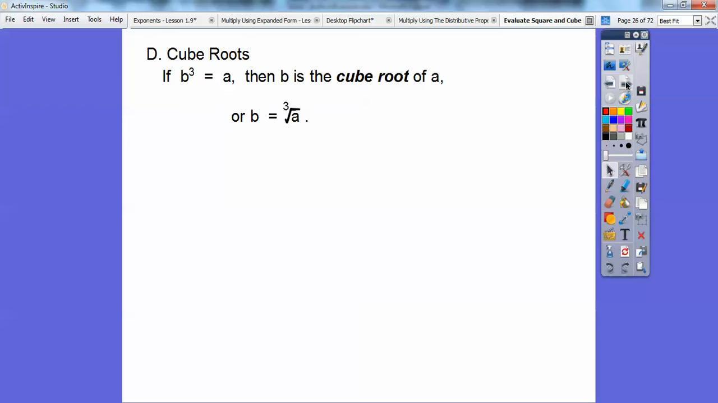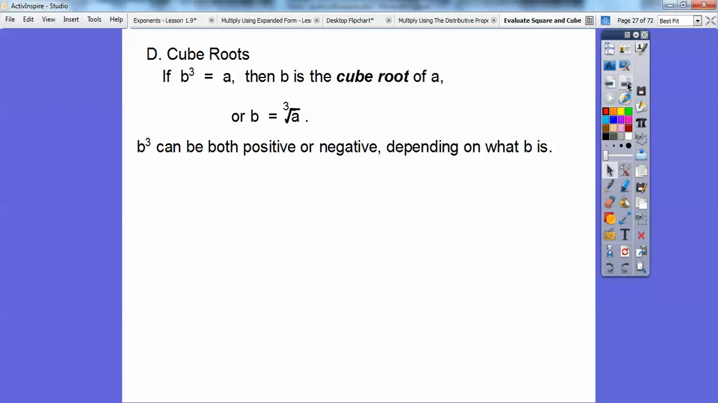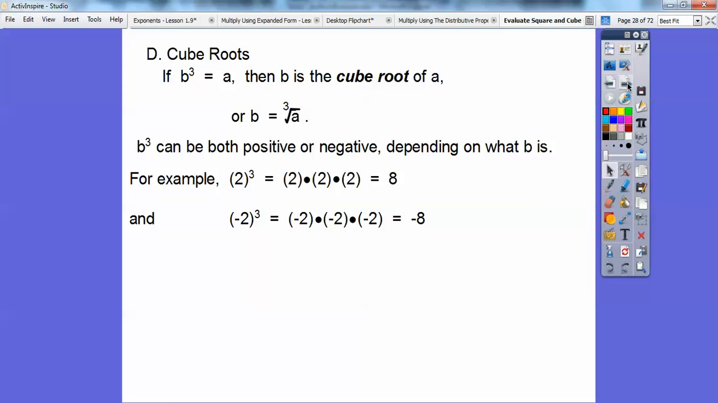Cube roots, you guys. If b cubed equals a, then b is the cube root of a. You write it like this: it looks just like the square root sign, but there's a little 3 there, which means the cube root. If I cube a number, the result can be positive or negative depending on what b is. For example, 2 cubed is equal to 8. Negative 2 cubed is negative 2 times negative 2, which is positive 4, and 4 times negative 2 is negative 8. So b cubed could be positive or negative.